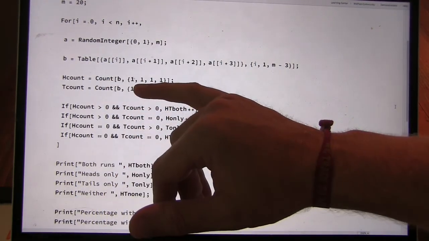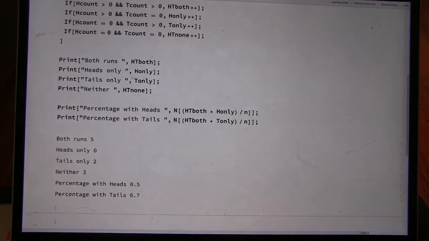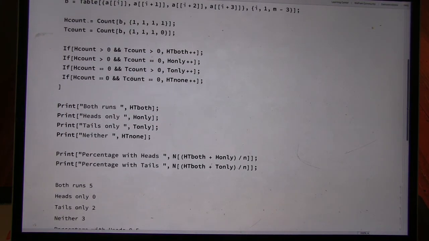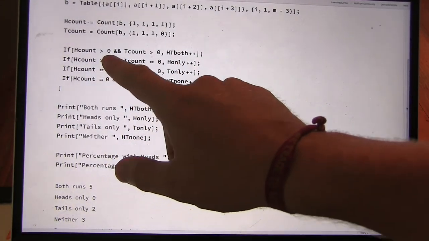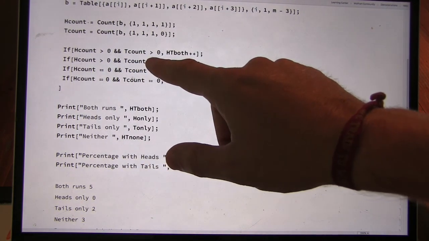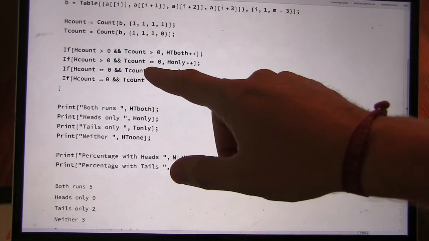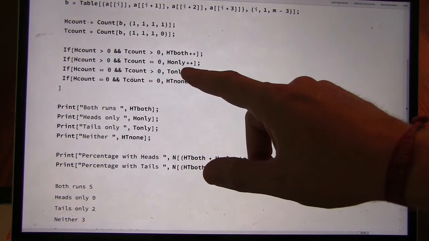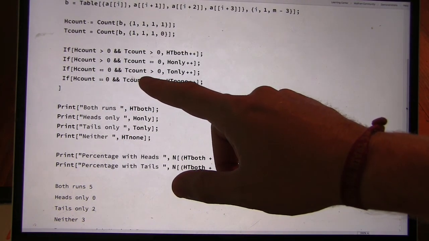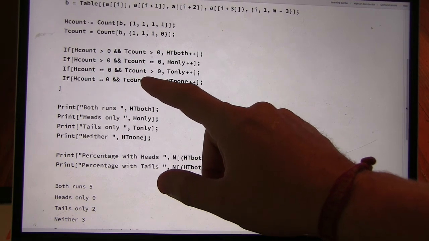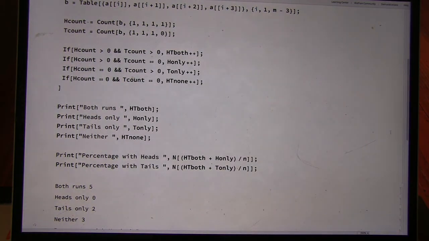And then I counted how many all heads did I get and how many all tails did I get. Working through this, if the head count is greater than 0 and the tail count was greater than 0, then that's both. If the head count was greater than 0 and the tail count equaled 0, that's just the 4 heads, heads only. Head count 0, tail count greater than 0, that's the 4 tails. And then head count 0, tail count 0, that's nothing, okay.